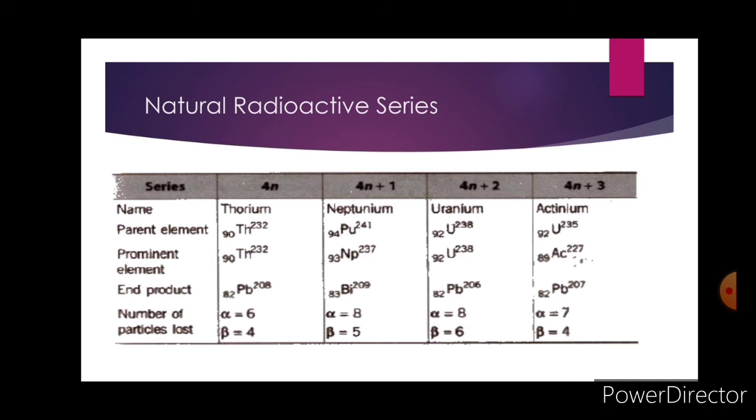We can see that in the thorium series, the number of particles lost is 6 alpha and 4 beta, while in the neptunium series it is 8 alpha and 5 beta. It is 8 alpha and 6 beta in the uranium series, and in the actinium series it is 7 alpha and 4 beta. These are the differences in the number of particles lost, and the end products are also different.